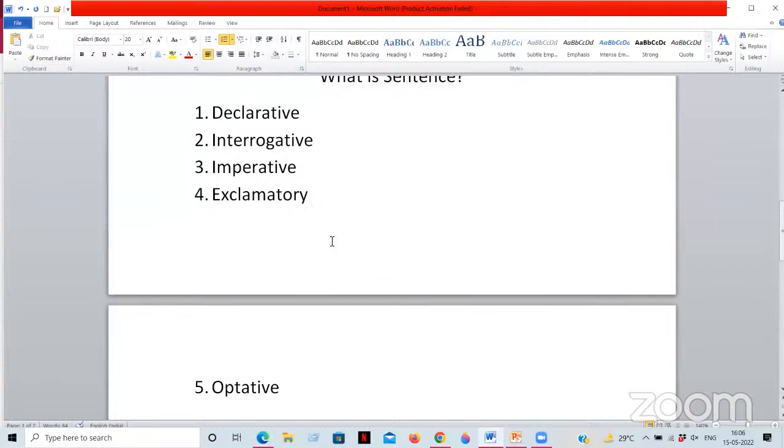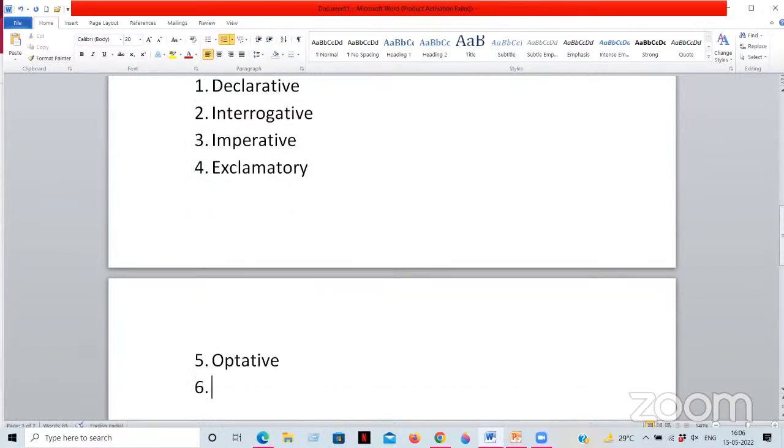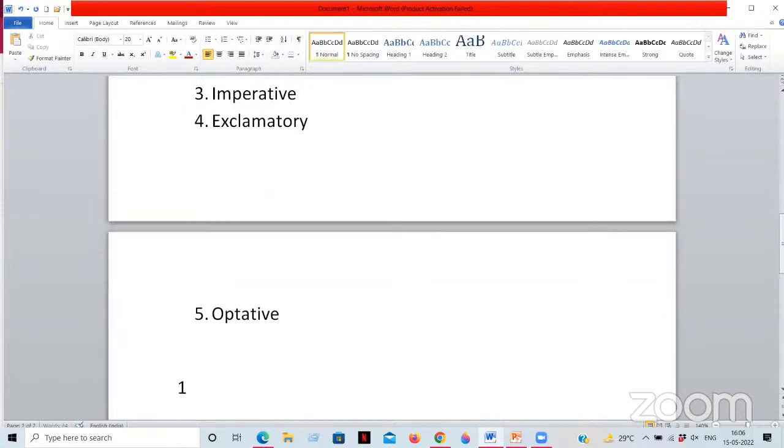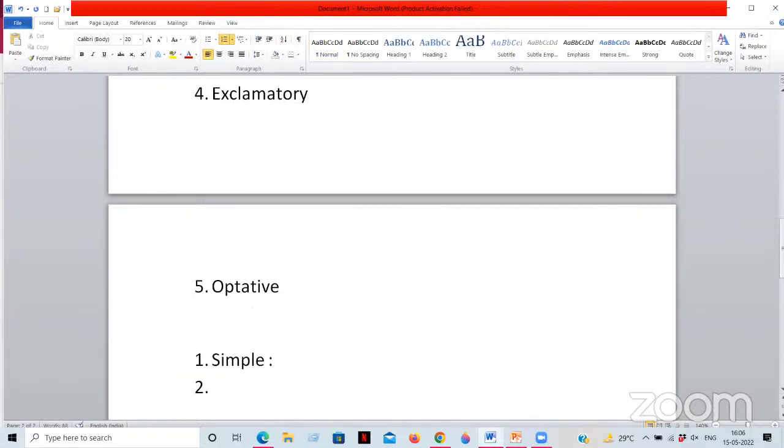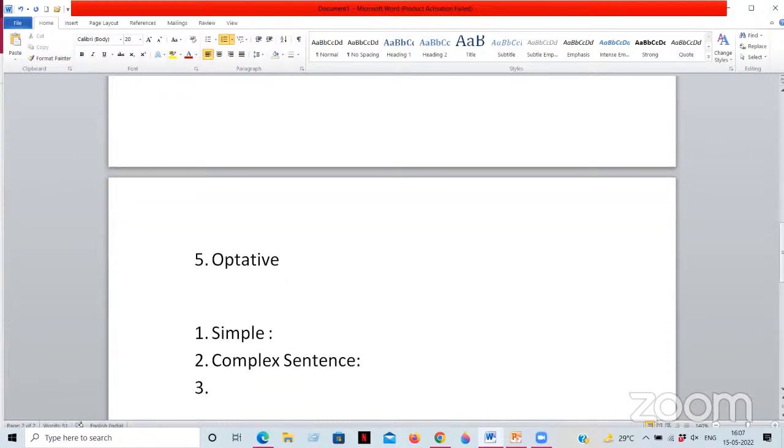Okay. So let me talk simply about the three other types of sentences, based on other things. That is, one is the simple sentence. Number two is the complex sentence. Then we have the compound sentence.